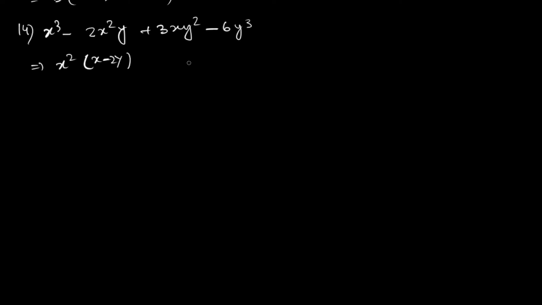The 14th one is x cube minus 2x square y plus 3xy square minus 6y cube. Okay, so I'm gonna take x square common. I'll be left with x minus 2y, and I'm gonna take 3y square common. I'll be left with x minus 2y, and again I can take x minus 2y common, so I will be left with x square plus 3y square. So that's the 14th one. Very simple, very easy, and really very small question.